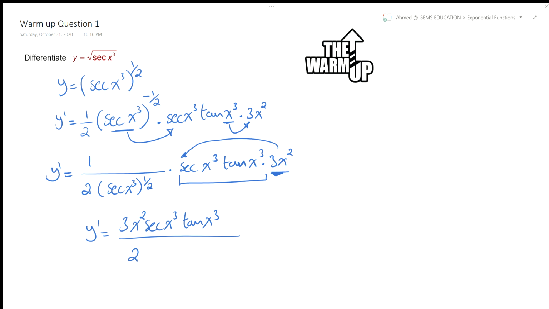Then I'll change this power of half to a root, and I'll make it root secant x power 3. That's it. You're done.